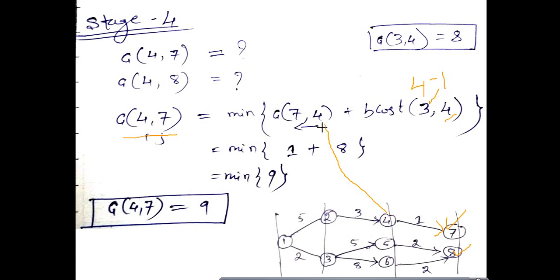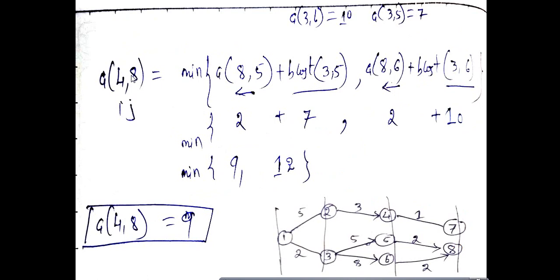Write down this cost from vertex 4 to 7. What is the value? 4 to 7, the value is 1. So this one you have to write here. Then backward cost 3 comma 4. Previously we have calculated that, that is 8. So 8 plus 1 is 9. Fourth stage, vertex 7 has the value 9.